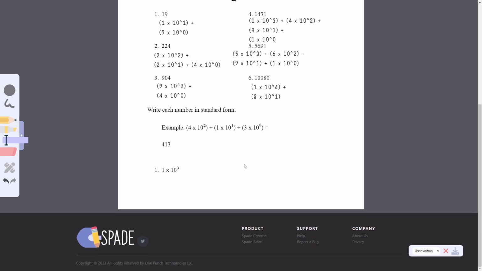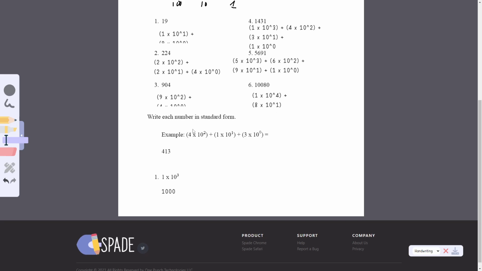Alright, section number 2. Write each number in standard form. Standard form, we're working backwards from what we have here. So all we need to do is do the multiplication to get our answer. Let me just write this back real quick. Alright, so 1 times 10 to the third power. 10 to the third power is 1,000. The answer here would be 1,000.